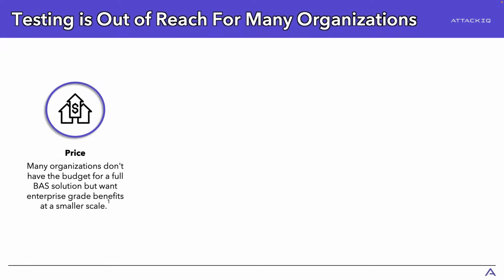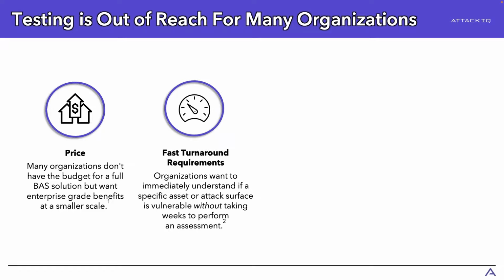Now, while testing security controls is a recommended practice, there are a number of challenges organizations face when attempting it. The first is price. The average cost of a red team engagement can range from $25K for a small scope engagement to $40 to $100K for a broader test. If they opt for an automated solution, organizations find that the price is often prohibitive.